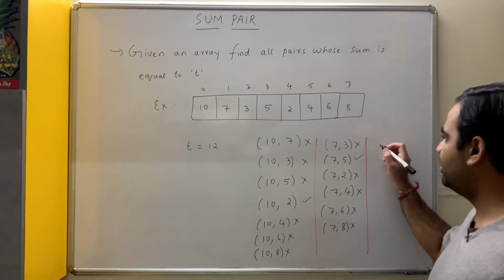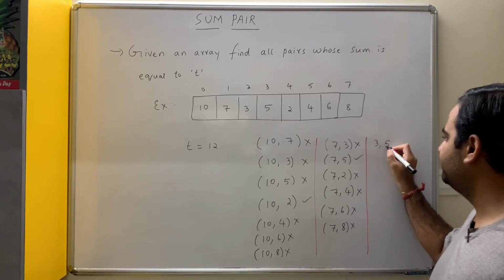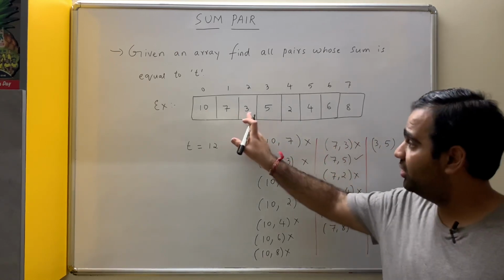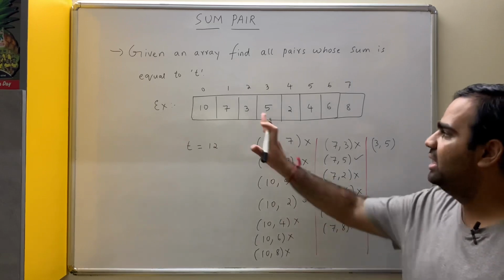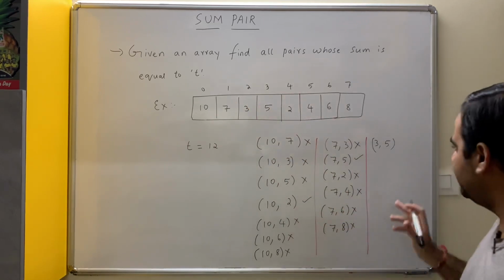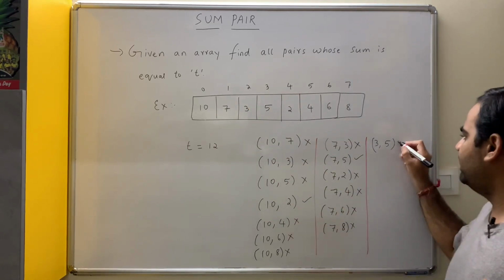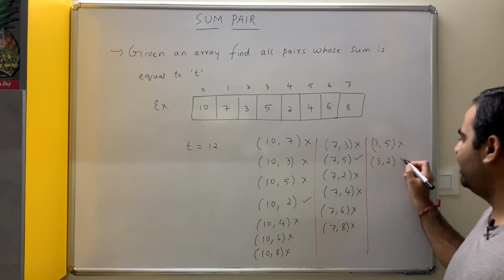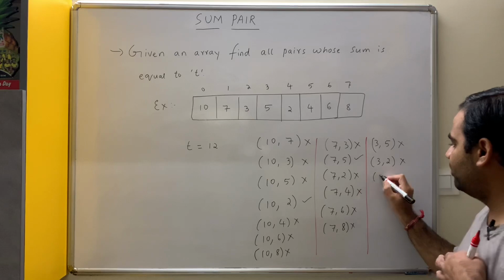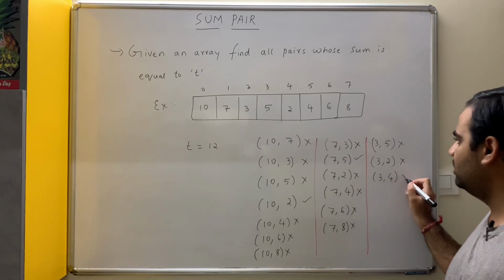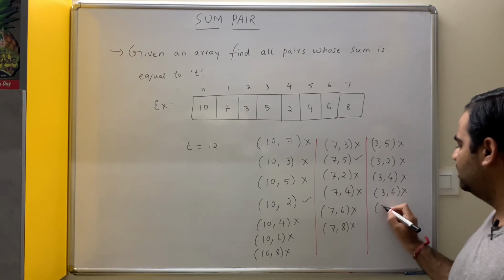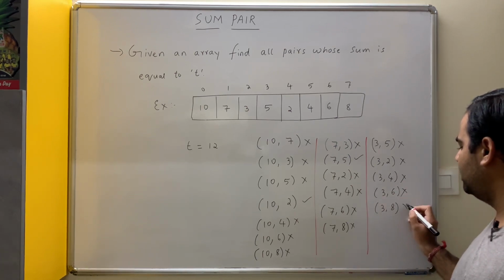Now consider 3. Again, will you consider 3 and 7? No, already done. Will you consider 3 and 10? No, already done. Therefore search only on the RHS. 3 plus 5 is 8, it is not equal to 12. 3 plus 2 is equal to 5, not equal to 12. 3 plus 4 is equal to 7, not equal to 12. 3 plus 6 is equal to 9, not equal to 12. 3 plus 8 is equal to 11, not equal to 12.